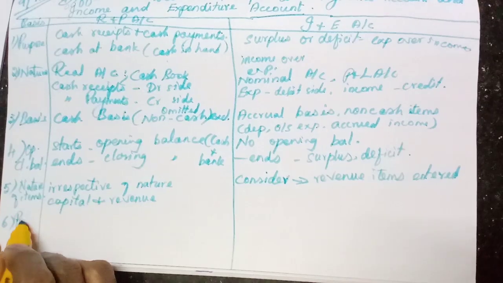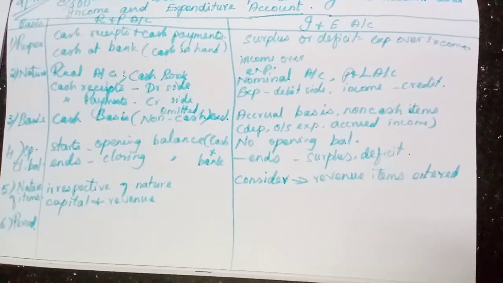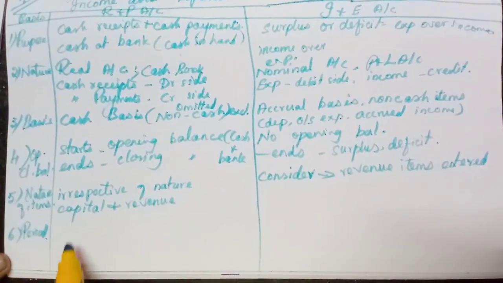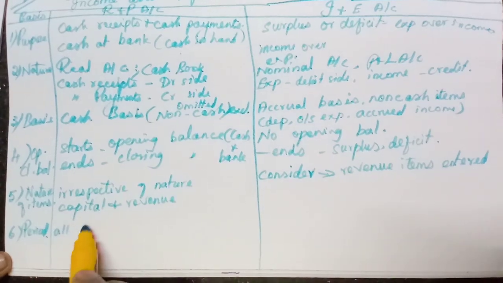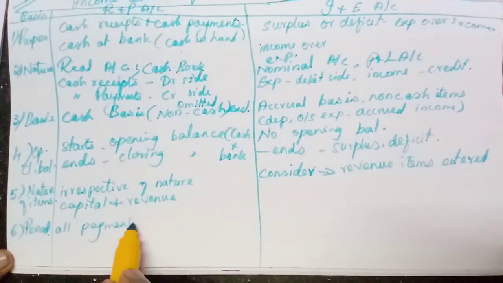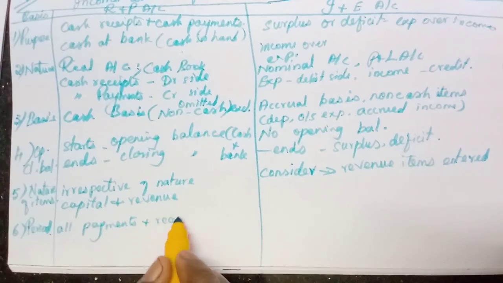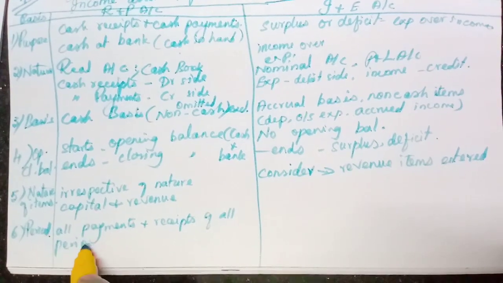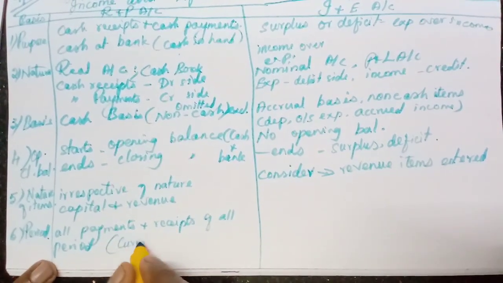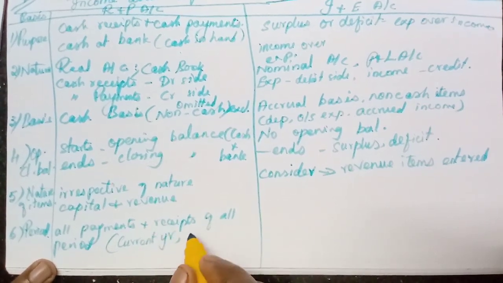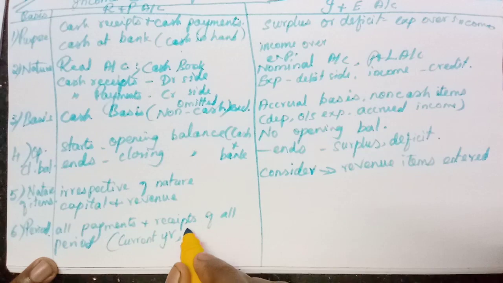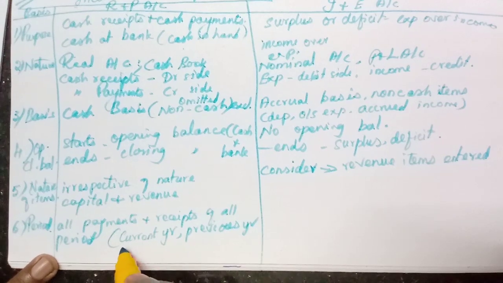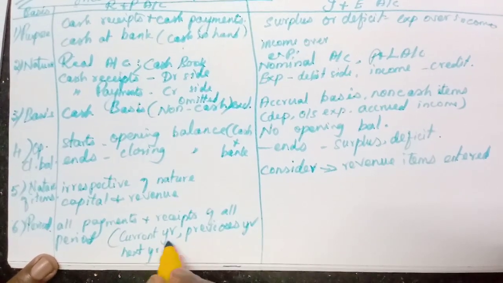period. Which period will be entered? Then all the items, irrespective of the nature and irrespective of the time period, all actual receipts and payments. Okay, all payments and receipts of all periods, whether it is related to the current year, or if it is the previous year, that means the last year, or if it is related to the next year, that is subsequent year.